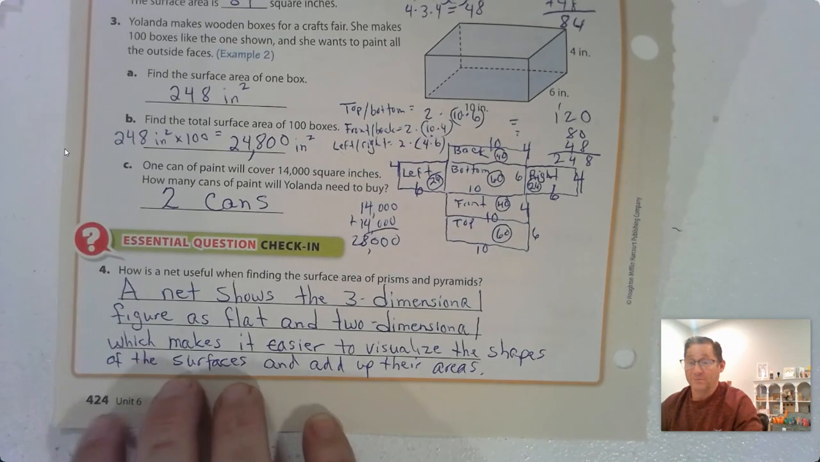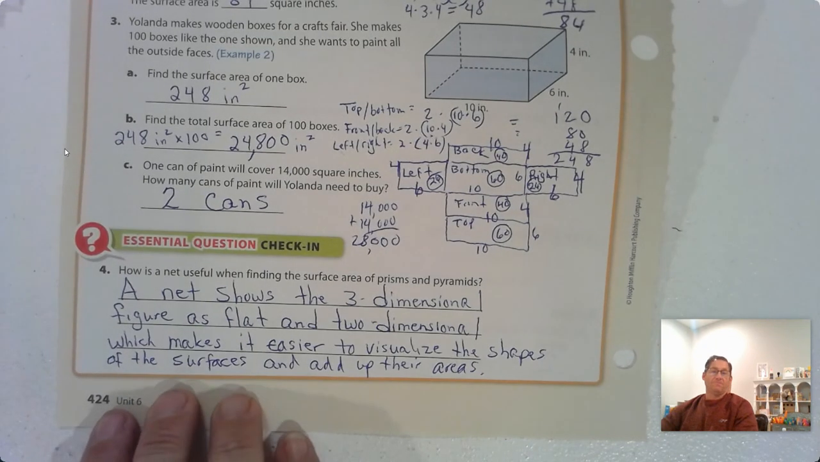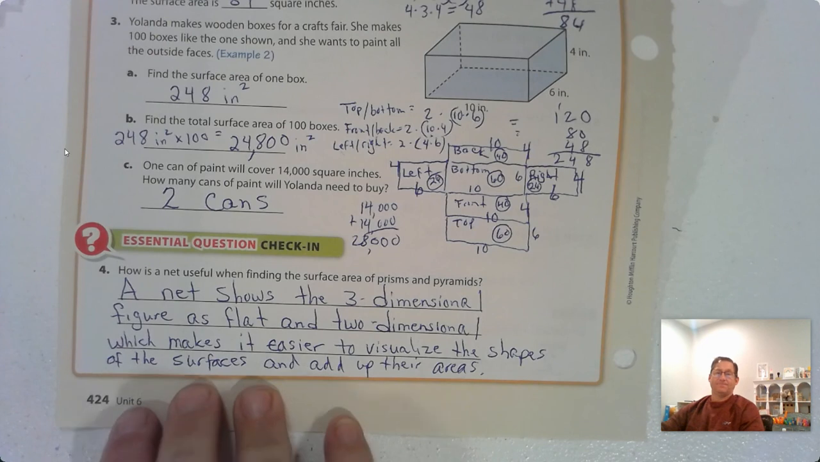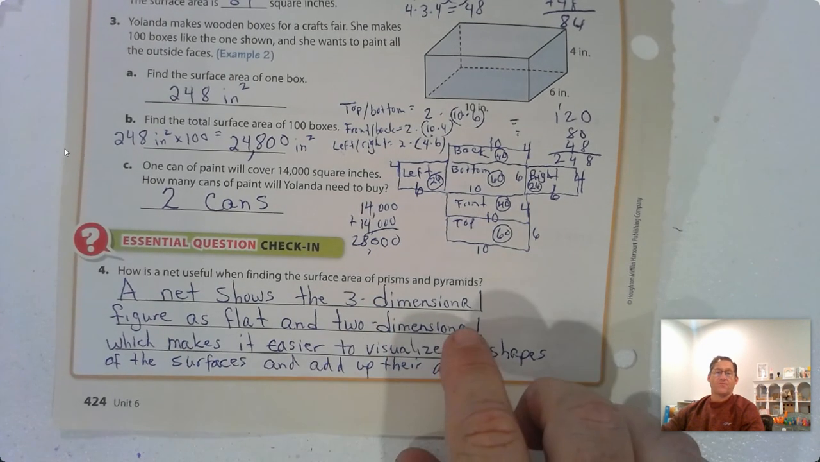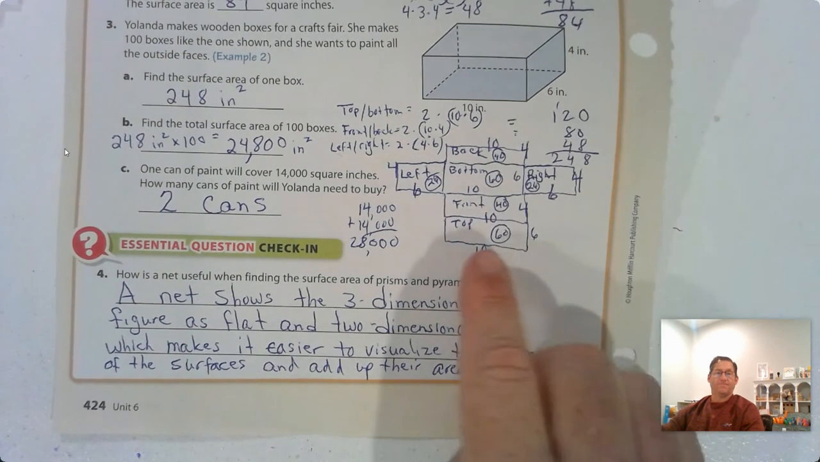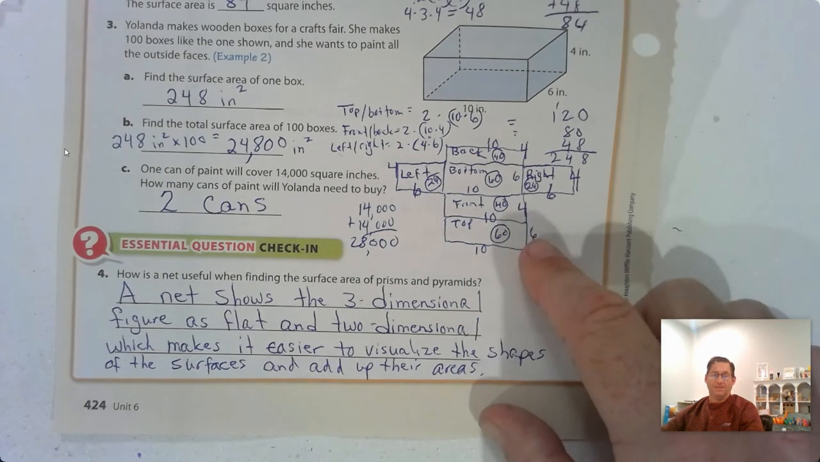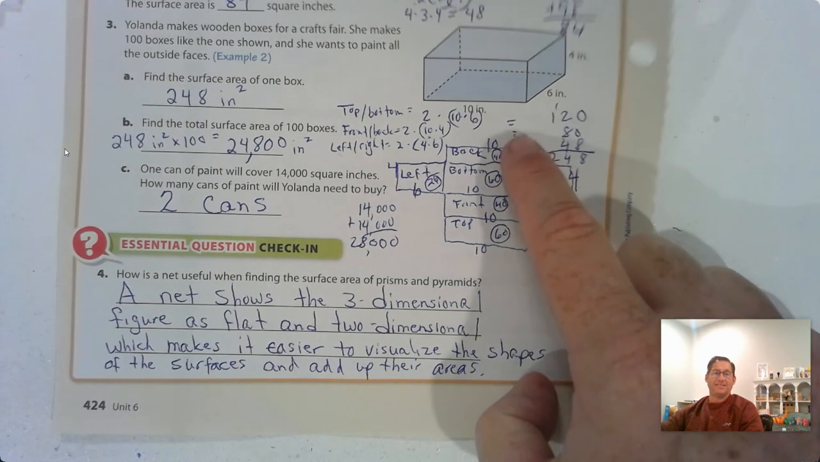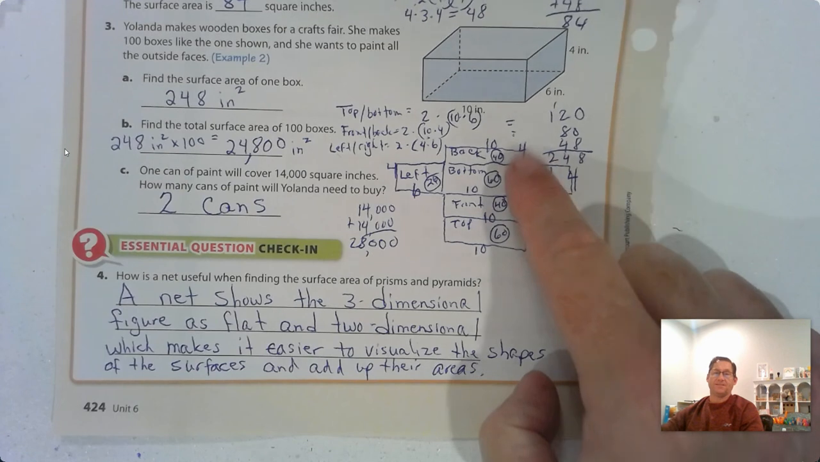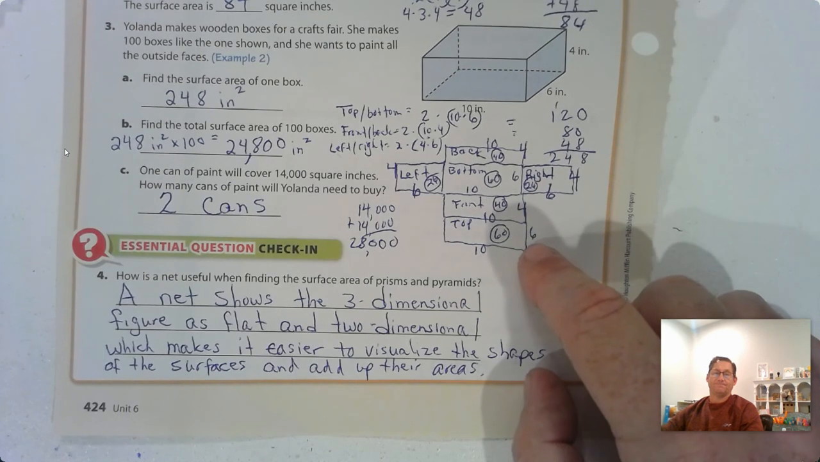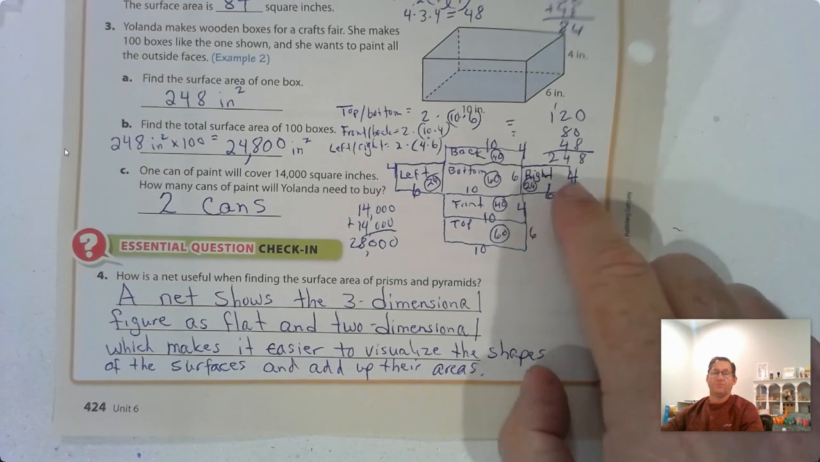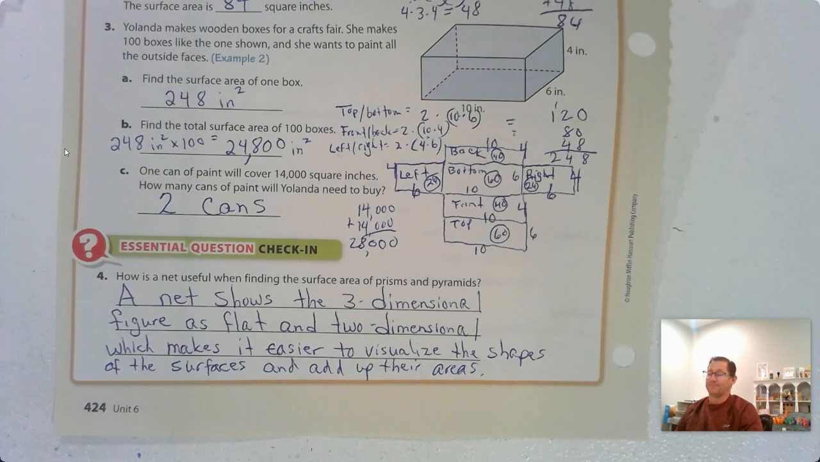So what I said simply put is basically what I'm trying to say. A net, such as this, shows the three-dimensional figure as flat and two-dimensional, which makes it easier to visualize the shapes of the surfaces and to be able to add up their areas.